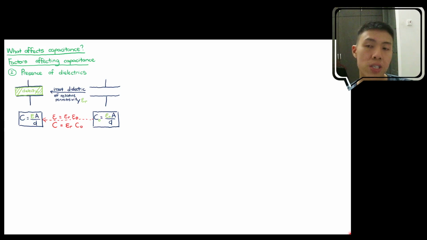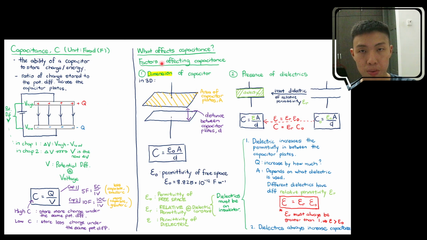Hey, hi everyone. So in the previous video, we already talked about the two factors affecting capacitance. Previously we talked about the dimension of the capacitor, where the area of the capacitor plate and the distance will affect the capacitance through this equation over here. The next factor is the presence of a dielectric.